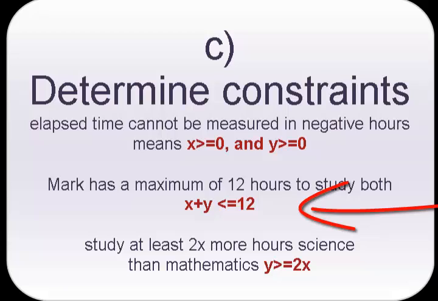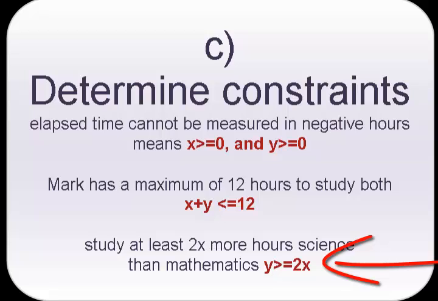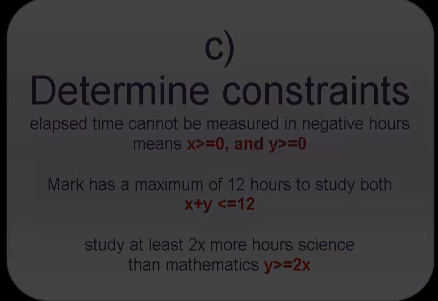Mark has a maximum of 12 hours to study both science and mathematics. So that constraint is x plus y must be less than or equal to 12 hours. He has to study at least 2 times more hours of science than mathematics. That inequality is represented as y is greater than or equal to 2x.